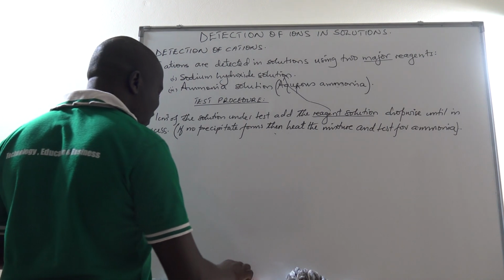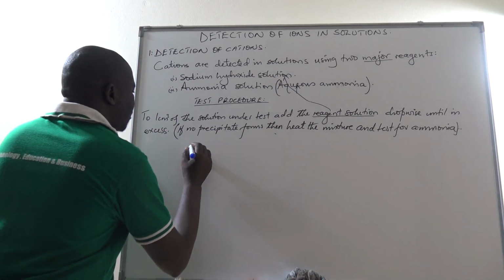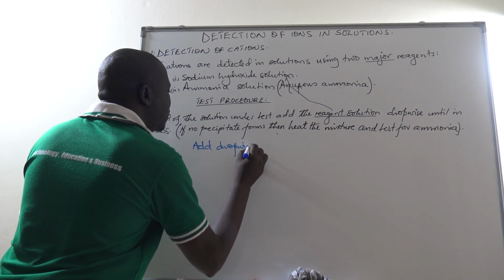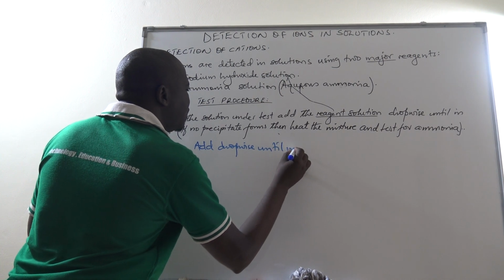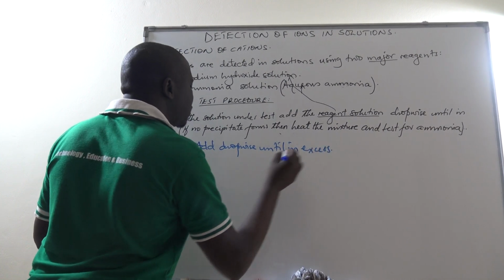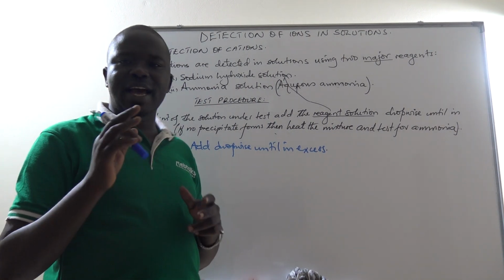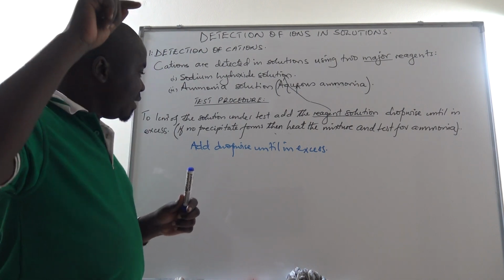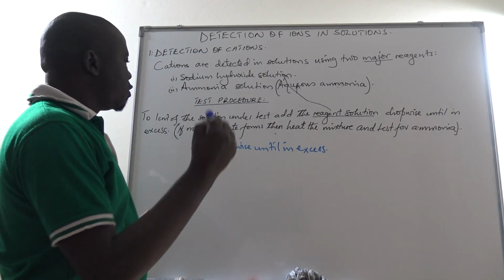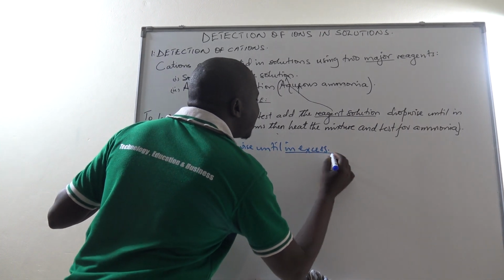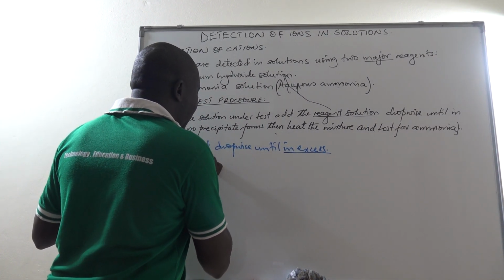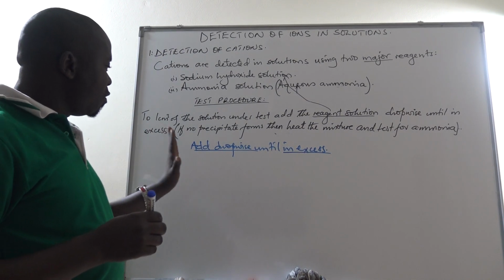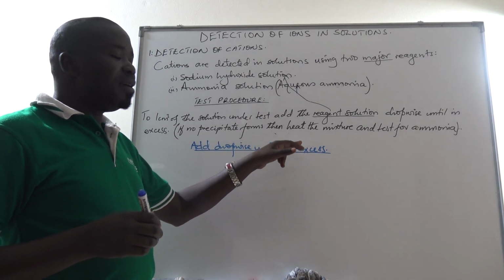There's a very serious instruction here that we add dropwise until in excess. So, a candidate understands that he or she is supposed to add it drop by drop until it becomes in excess. So, when will you know that it's already in excess? And for how long will you drop this? We add dropwise until in excess. For how long shall we drop? Until it becomes in excess.